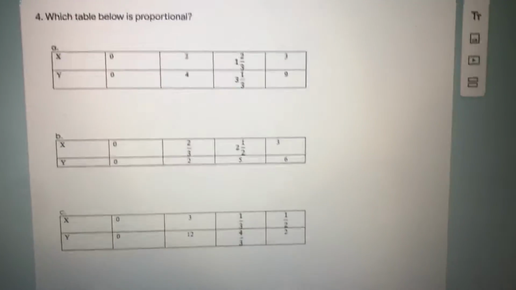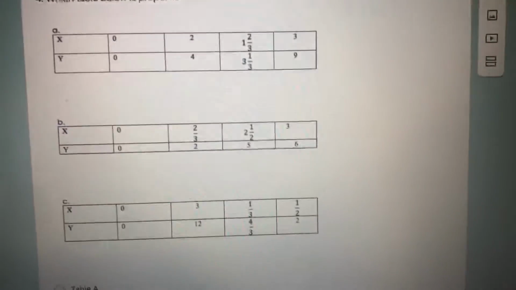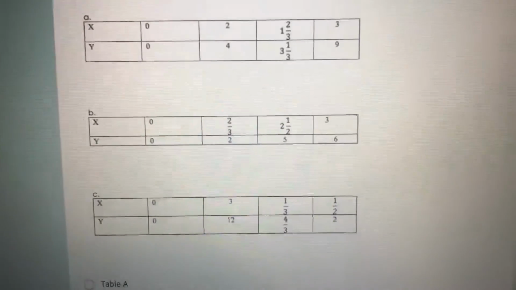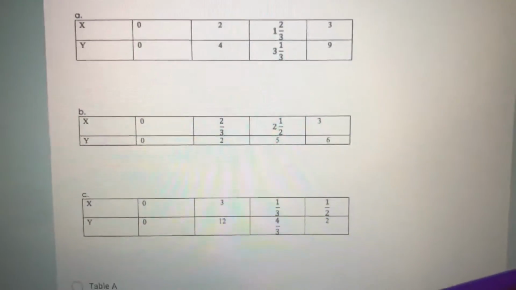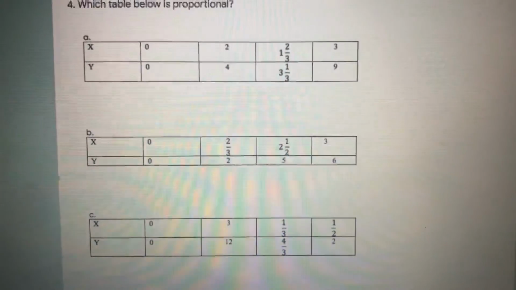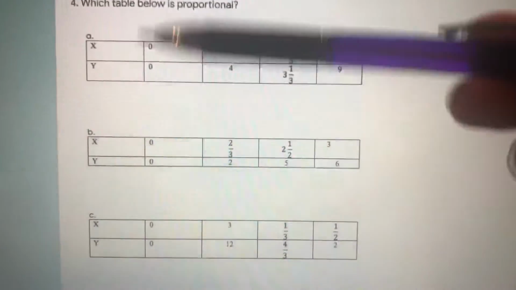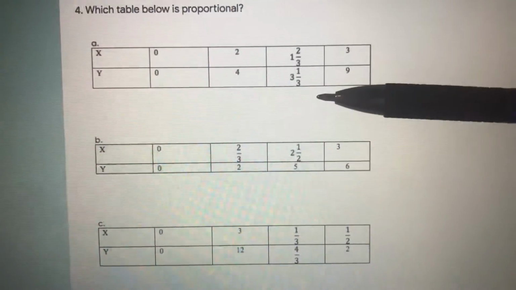Alright, if you're stuck on number 4, very simple. First thing I told you is you should always look at the whole numbers first before you get to the fractions, because the whole numbers are so much easier to find the constant. So on the top is your x, the bottom is your y.